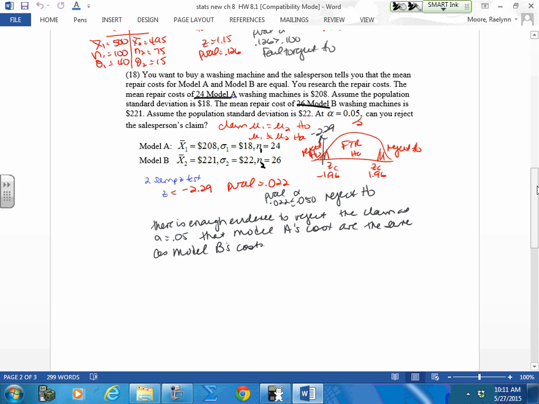And this was your reject H0. Because your claim was your H0 and you rejected it, you have enough evidence to reject your claim at a level of significance of 0.05 that the Model A washing machine cost is the same as the Model B washing machine cost.